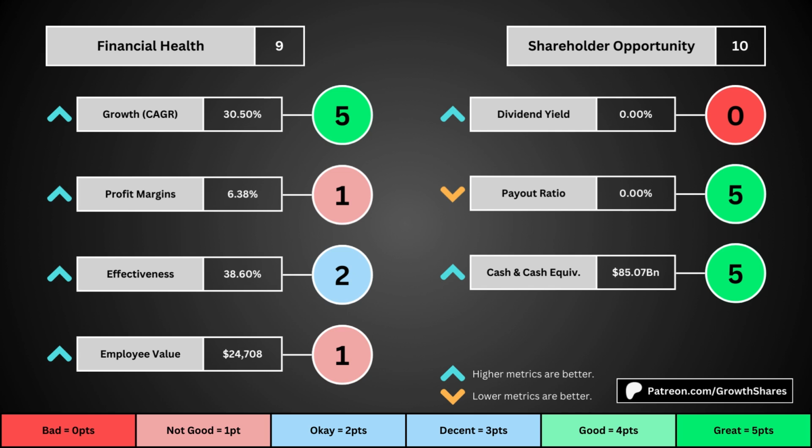The next set of metrics looks at the investment opportunity afforded to shareholders. Here we get the dividend yield, its payout ratio, which is how much of the company's earnings are going out to pay shareholders, and the cash and cash equivalents the company has in order to pay dividends, reinvest, and pay off the debts it has on its books. Again, you can see the values for each metric as well as the points given for each.